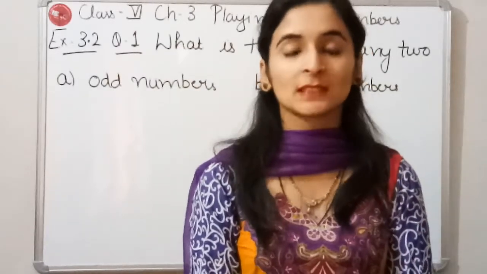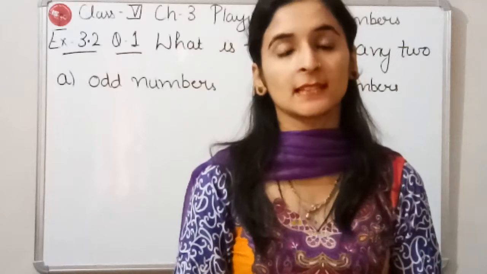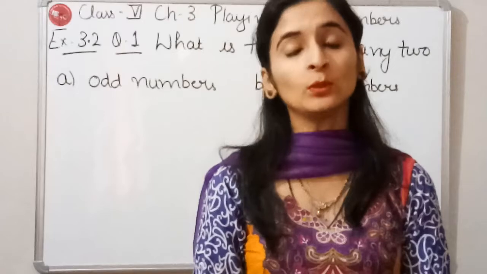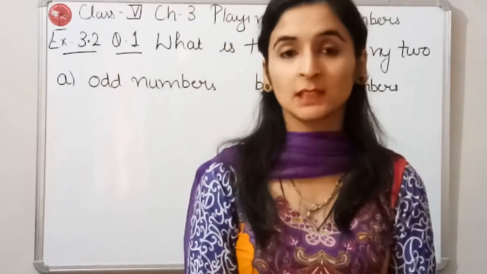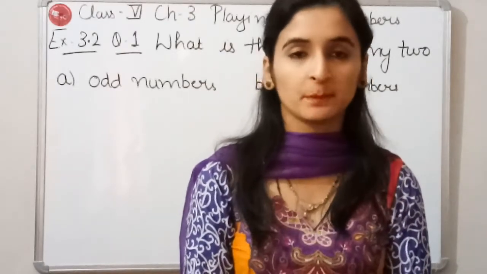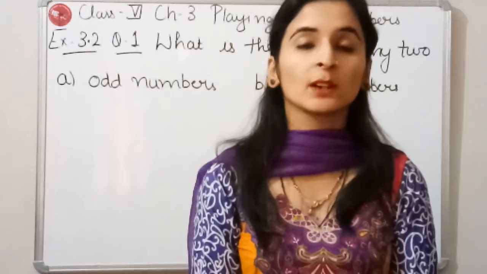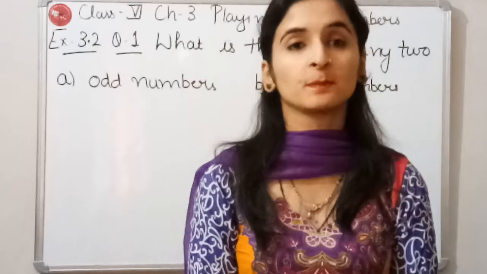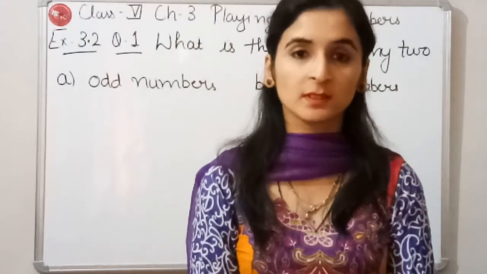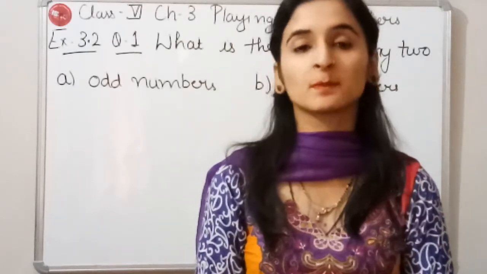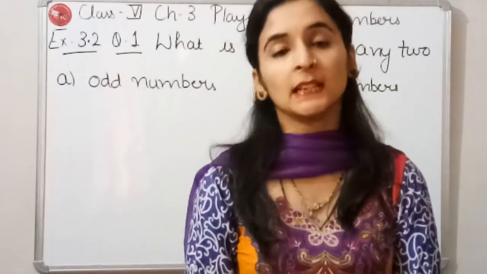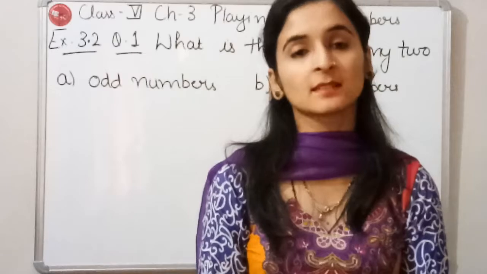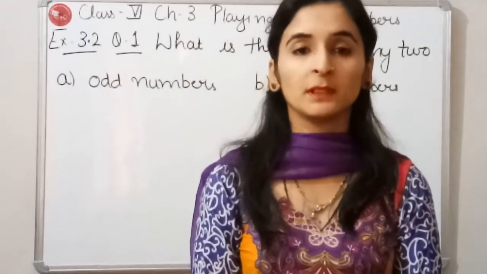So children, yesterday we have done exercise 3.1, which was related to factors and multiples. And today we are going to start with exercise 3.2, which is based on prime and composite numbers. We have already discussed prime and composite numbers in our introduction part. So let us start with exercise 3.2, question number 1.